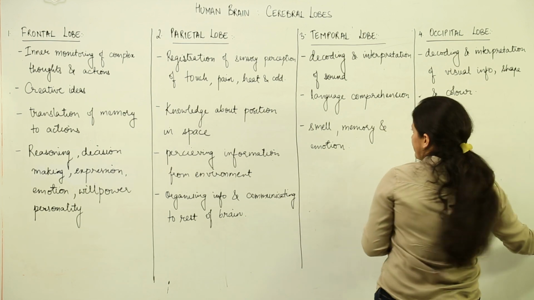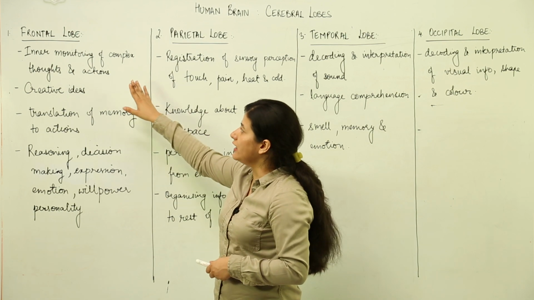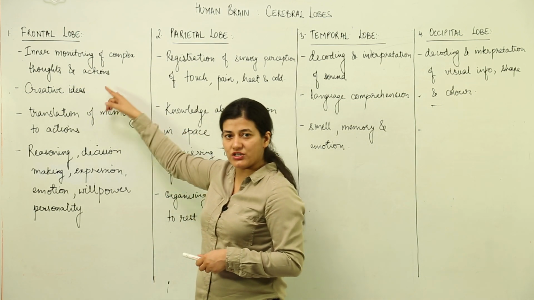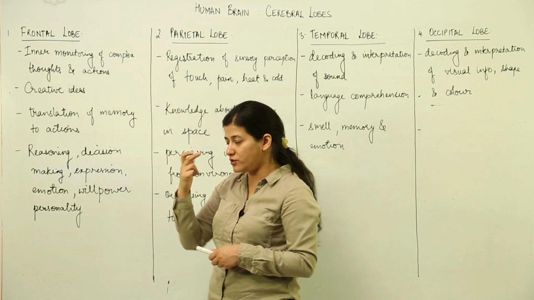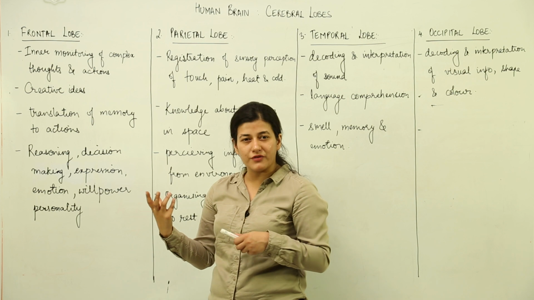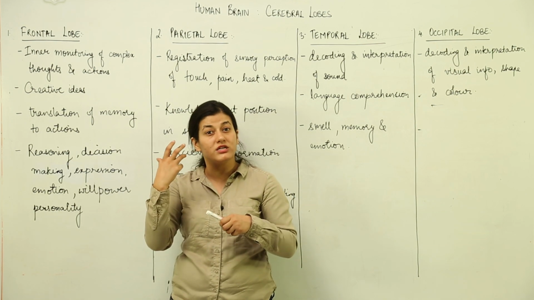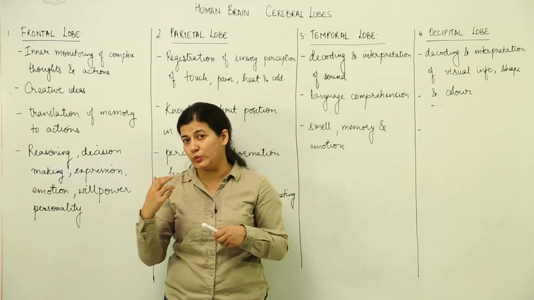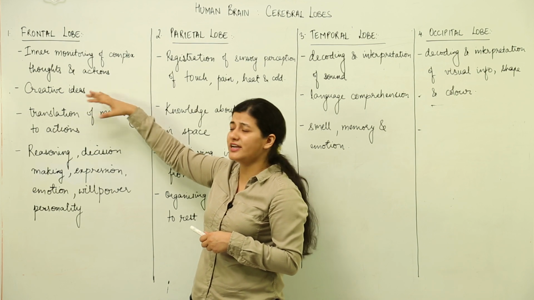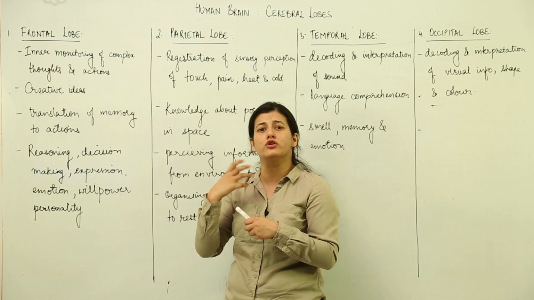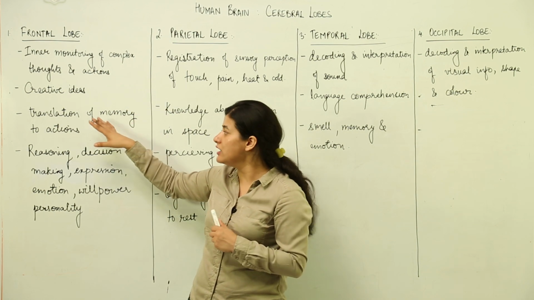Now, next thing is knowing about the functions of each lobe individually. The inner monitoring of complex thoughts and actions that our brain does takes place in the frontal lobe. Again, I told you that thinking and the rest of the things that we come across, often we say that the brain is functioning, that's why the head is paining over here. That is because the inner monitoring and complex thoughts, the creative ideas, whatever is happening, the entire processing, the memory part, all these things take place in the frontal lobe.